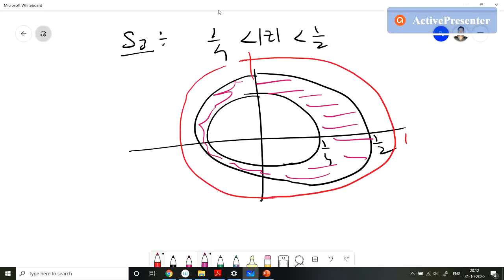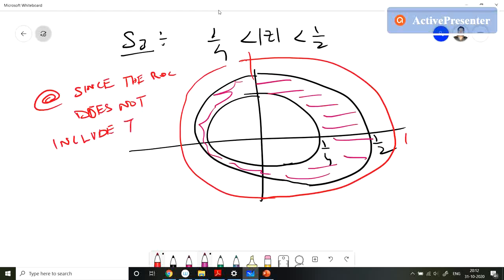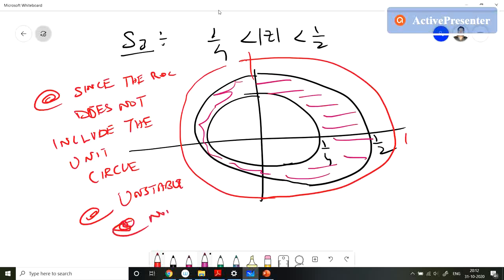Since the ROC does not include the unit circle, the system is unstable. And also it is a non-causal system.